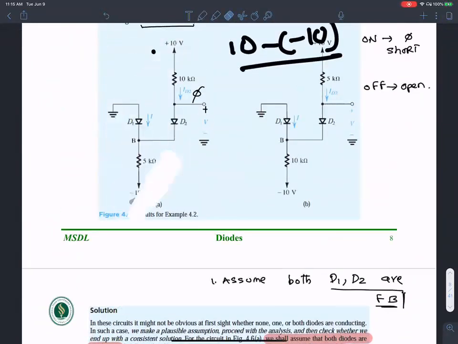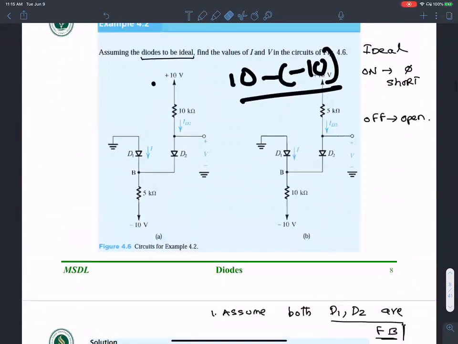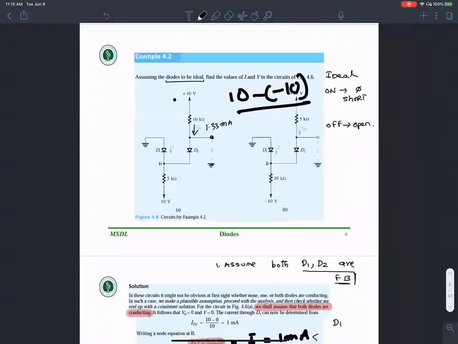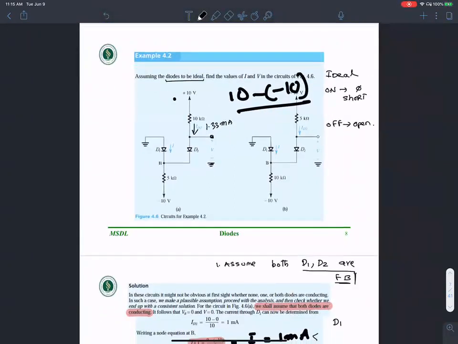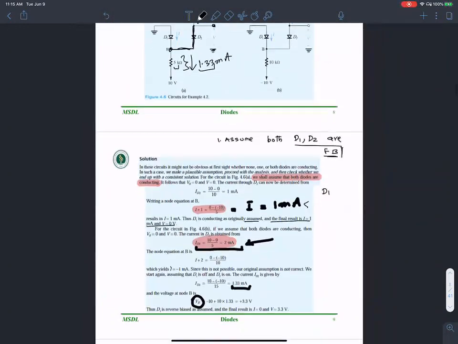Once I have a value of ID2 to be 1.33 milliamperes, I should be able to calculate the voltage drop across that resistance. If this is a short circuit, ID2 current 1.33 milliamperes is flowing in here. This guy times this guy gives me the voltage drop across that resistance.